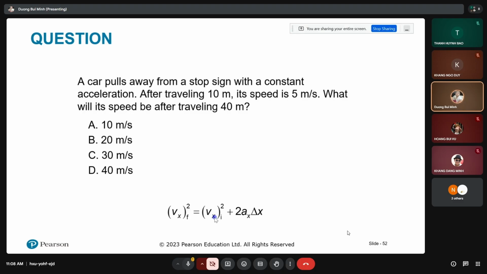Okay, now check. Of course, we need to calculate based on this formula, right? Okay, congratulations. Next.